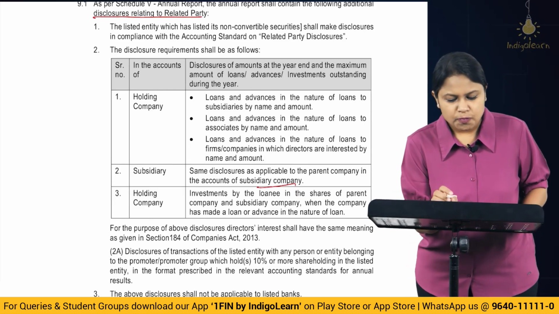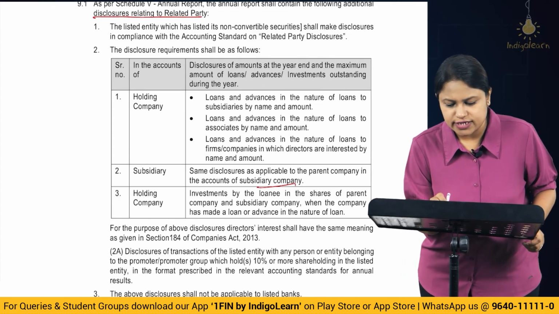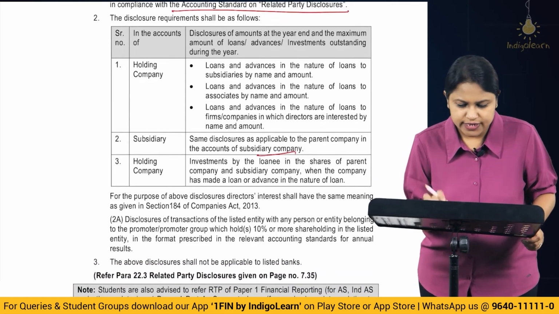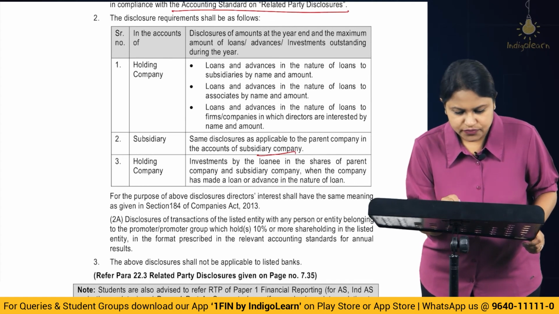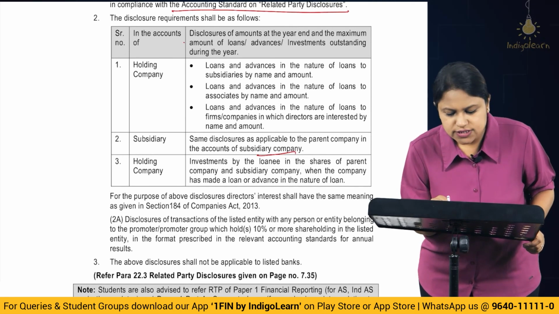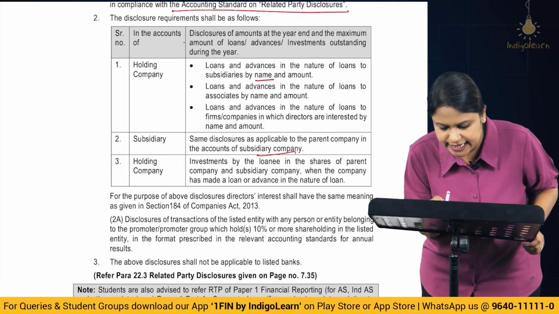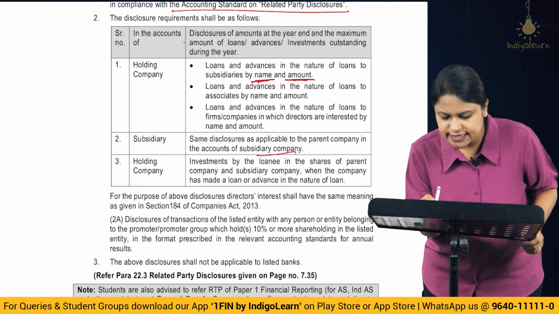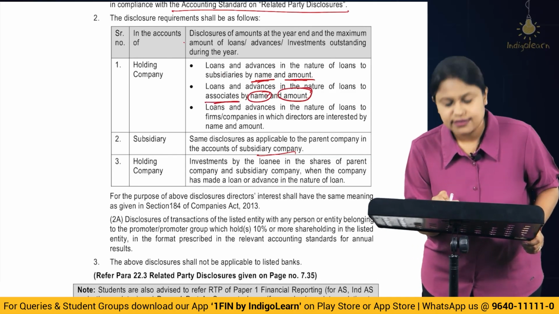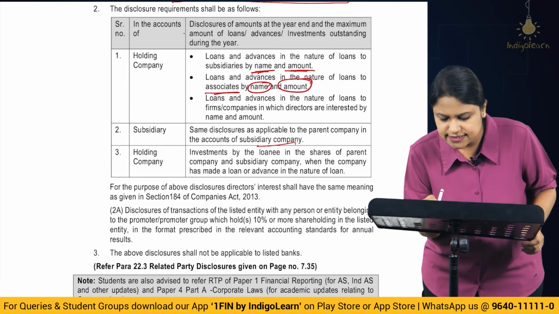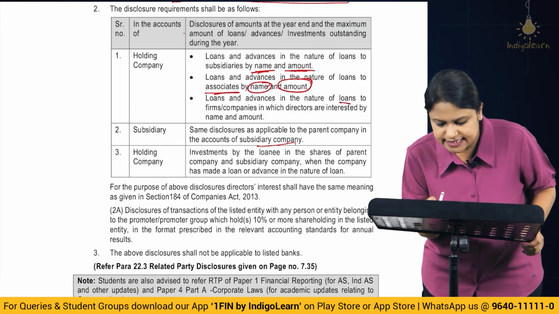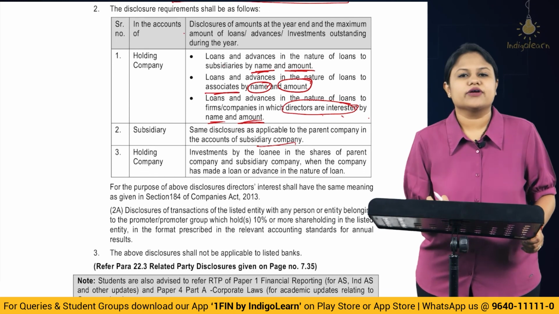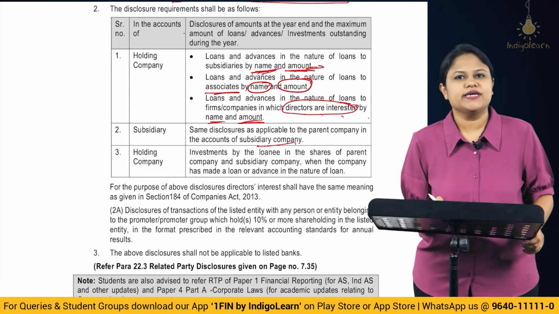Alright, so listen to this carefully. The listed entity which has listed its non-convertible securities shall make disclosures in compliance with the accounting standard on related party disclosures. So that is not new. Then the disclosure requirement shall be as follows. In the accounts of the holding company, loans and advances in the nature of loans to the subsidiary, by name and amount. So name as well as amount both have to be given. Loans and advances in the nature of loans to the associates, again by name and amount. Loans and advances in the nature of loans to firms and companies in which directors are interested, by name and amount. What 'directors are interested' means, we will see later, but these are the three things you have to disclose along with the name and the amount given.